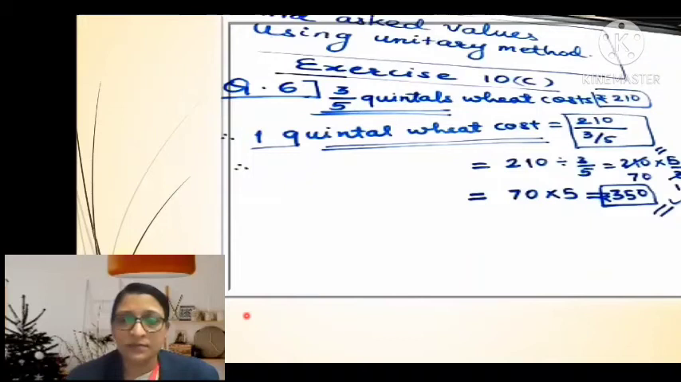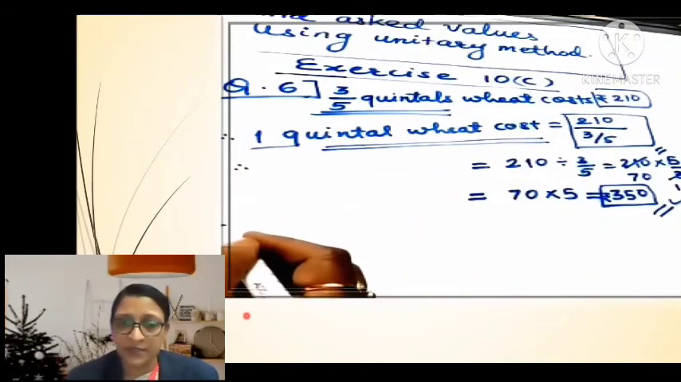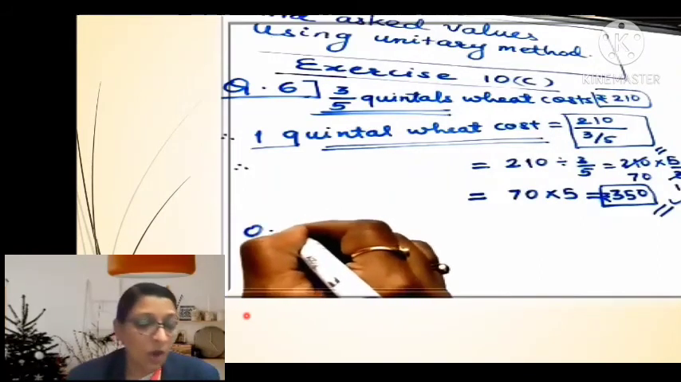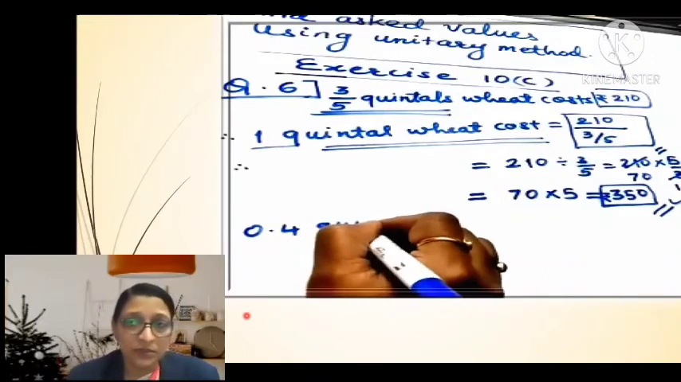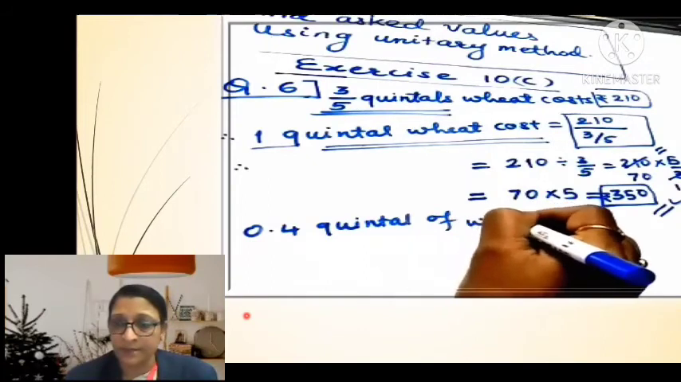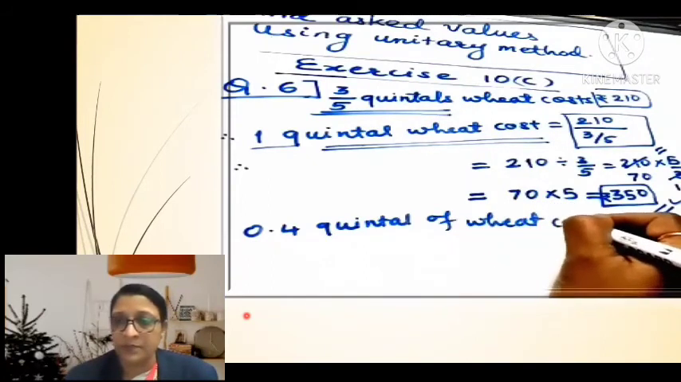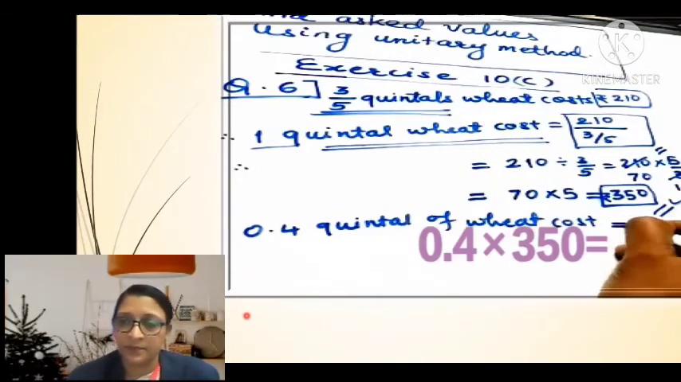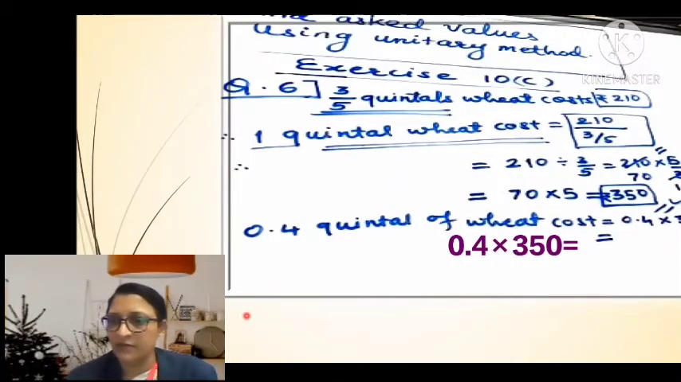Now from this, we will calculate the second part of the question, that is the cost of 0.4 quintal wheat is equal to 0.4 multiplied by 350, is equal to rupees 140.